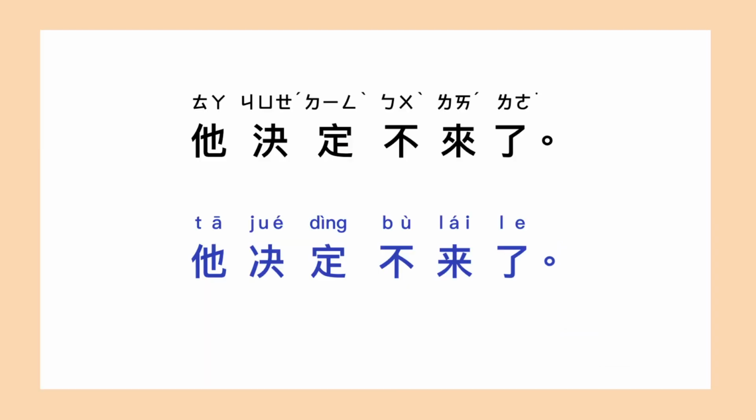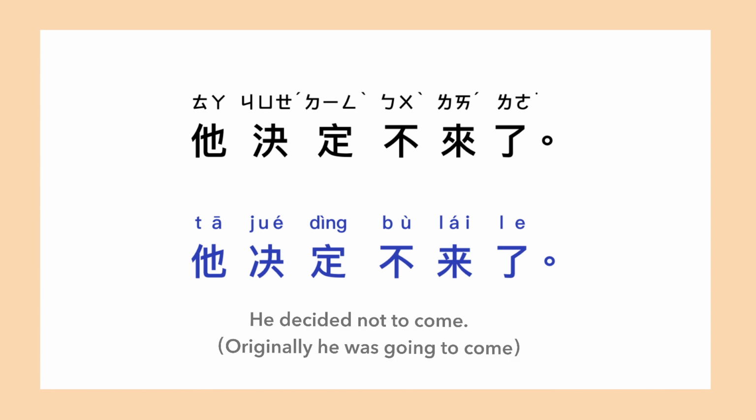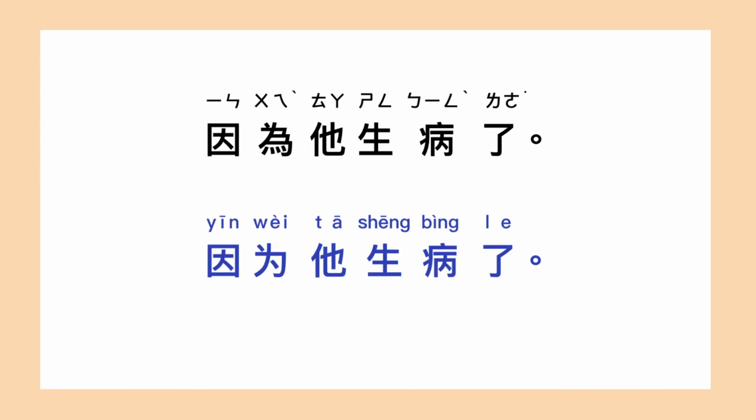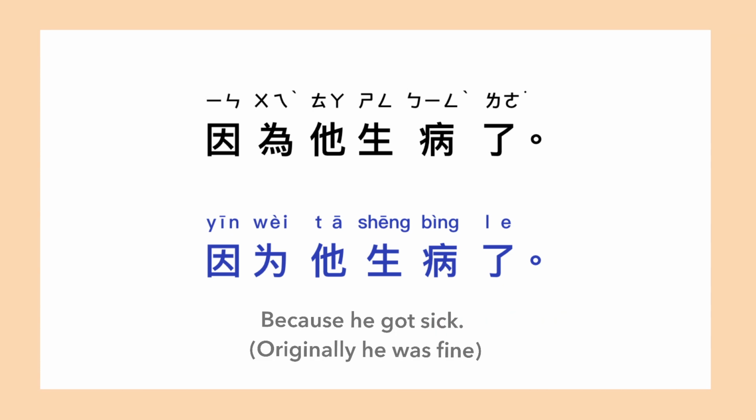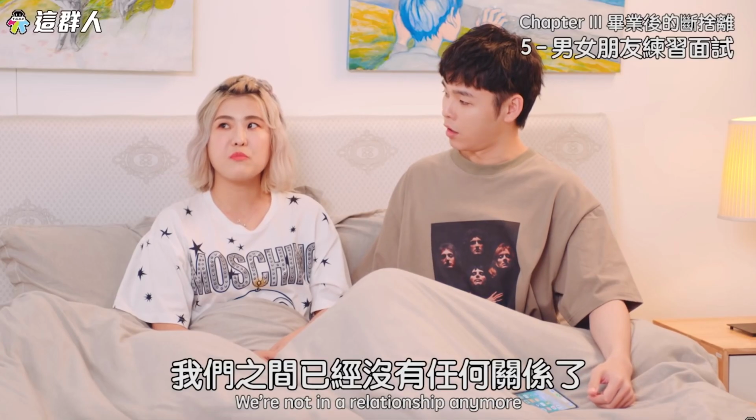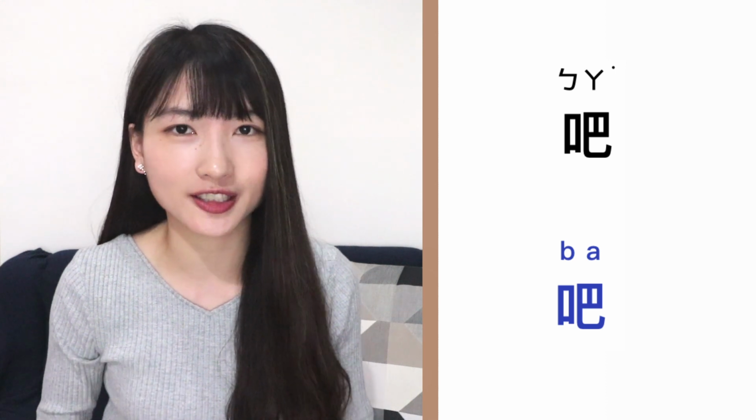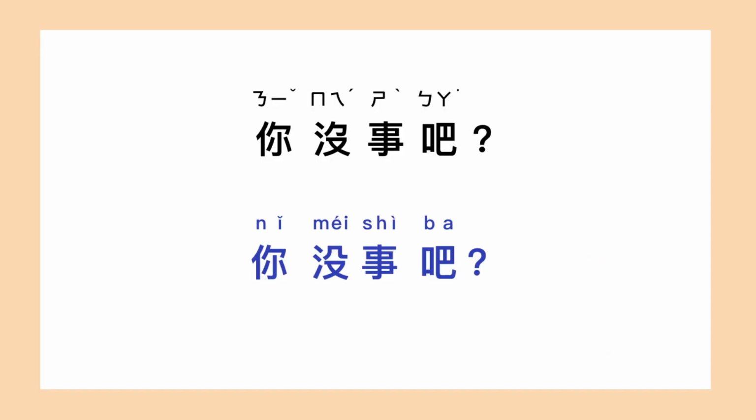For instance, 他决定不来了。He decided not to come. 因为他生病了。Because he got sick. 我们之间已经没有任何关系了，我要分手。 And last but not least, 吧 shows that the speaker is not completely certain about something. For instance, 你没事吧？Are you okay?